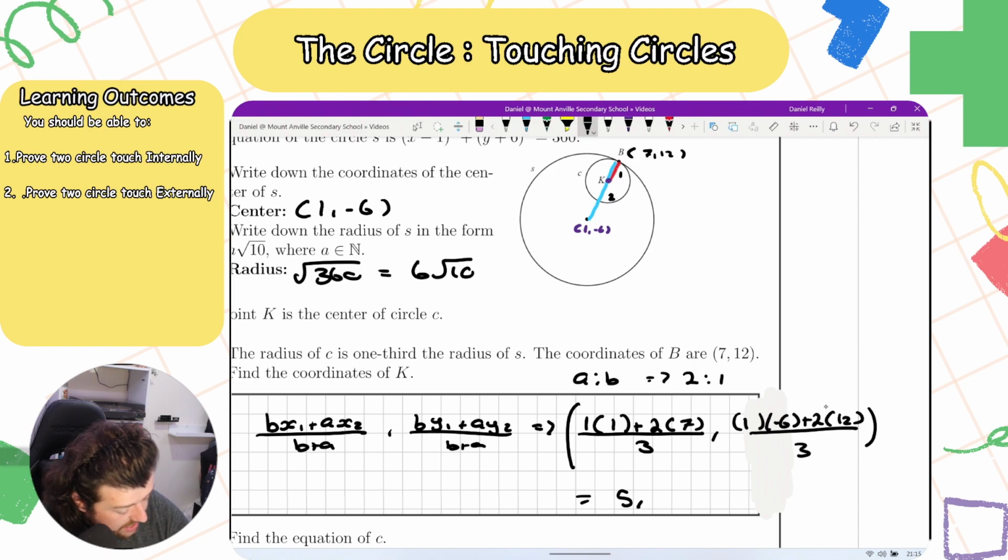If you put that in your calculator, that simplifies down to 15 over 3, which is 5. And then 24 minus 6 is 18, and 18 divided by 3 is 6. So the point is (5, 6). So point K, the center of circle C, is (5, 6).